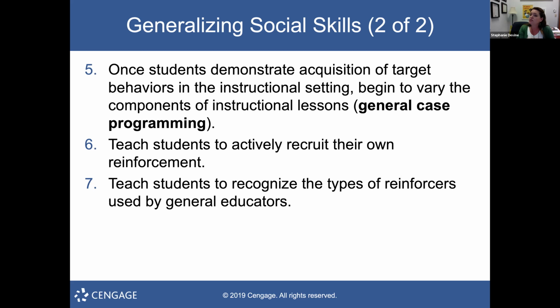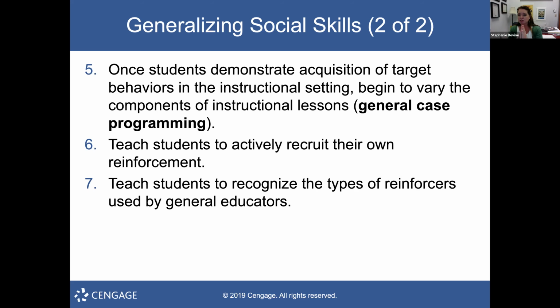Maybe a different teacher teaches the lesson. Maybe you try it at a different time of day. Maybe you use different peers. Maybe you use a different classroom or a different setting. So you're starting to broaden the scope of the individual's practice.